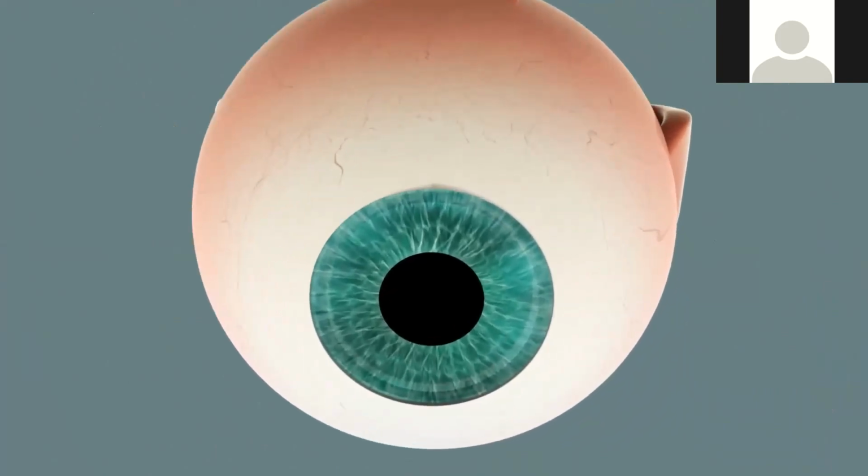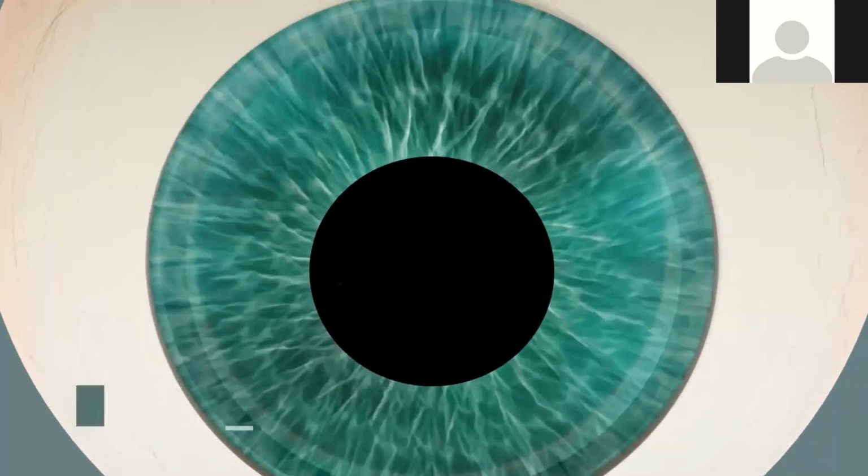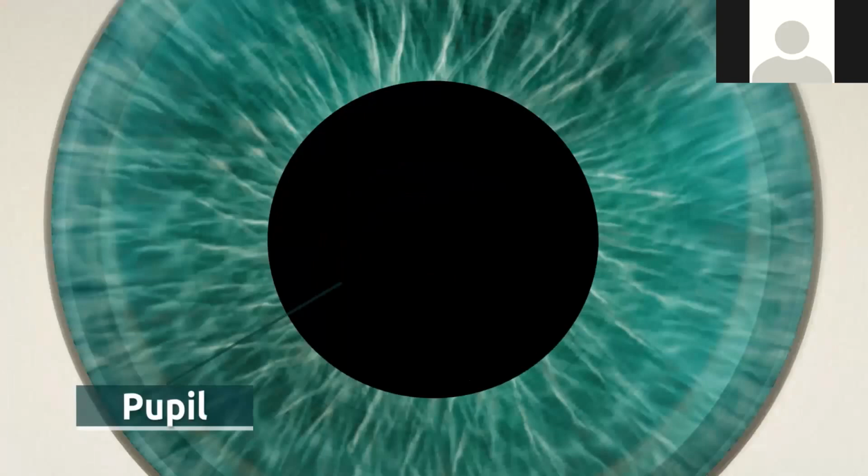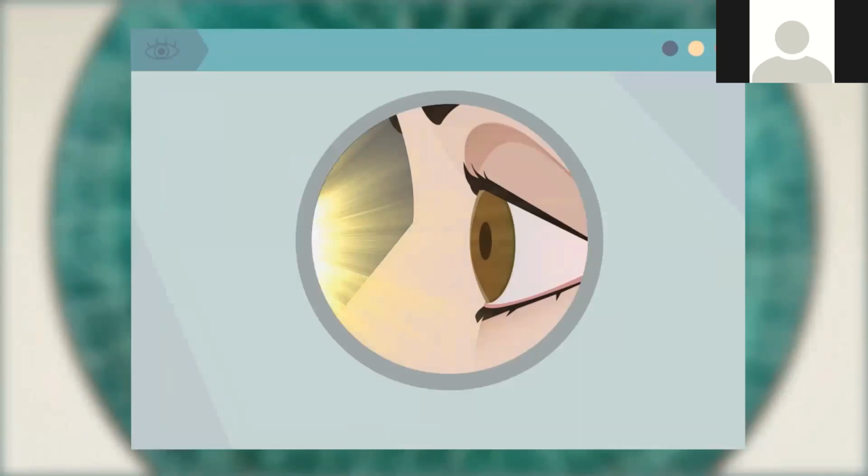The pupil is a black circle situated in the middle of the iris and allows light to enter the eye. When there's a lot of light, pupils become smaller. In other words, they contract. While in low light, the size of the pupil increases, meaning that pupils dilate.